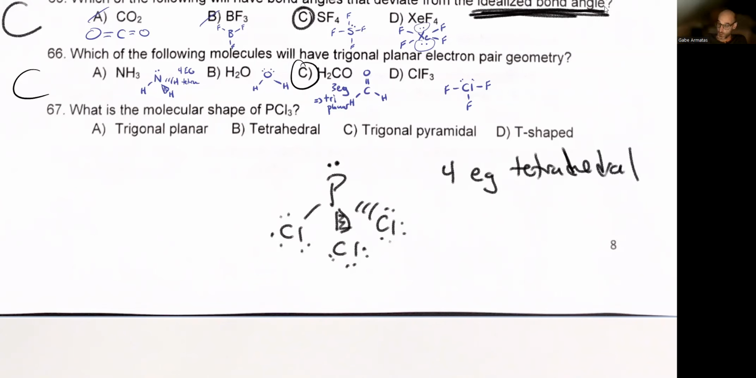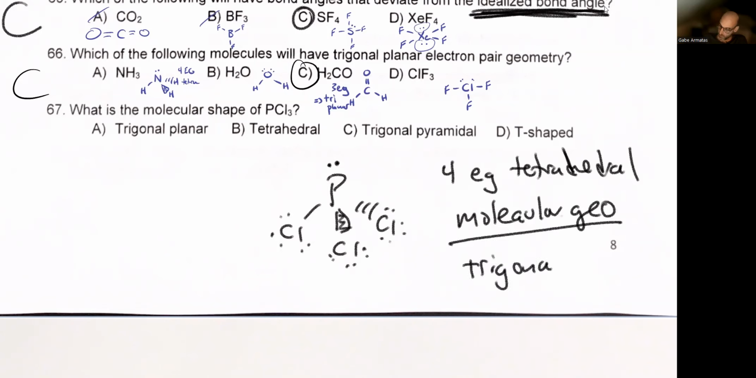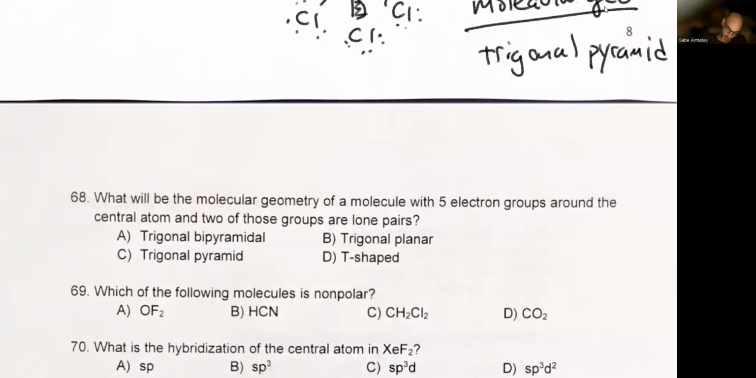This is tetrahedral electron group geometry, but the molecular geometry is going to be trigonal pyramid. Trigonal pyramid, C. A lot of C's. There we go. All right, moving on.